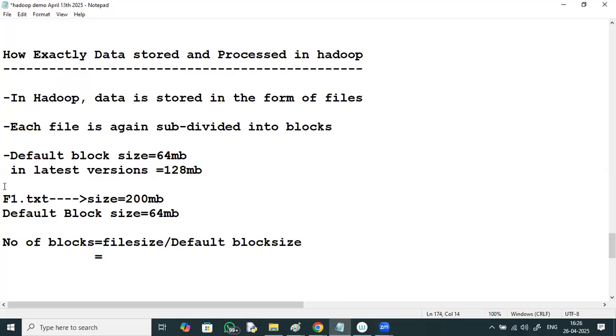That's what I'm saying. Now take this file f1.txt. Think that it has some banking data in it. File size 200 divided by 64. How much? 3 point something you get, right? So approximately take it as 4 blocks.